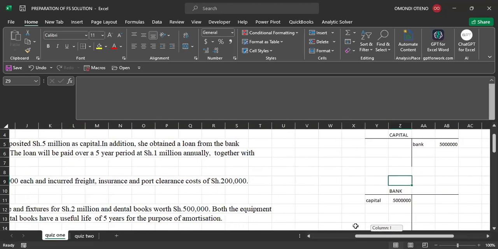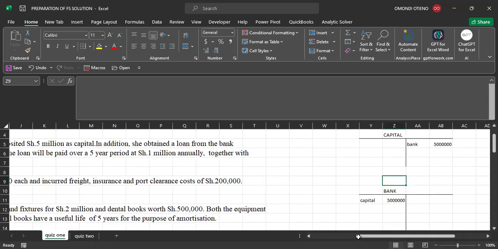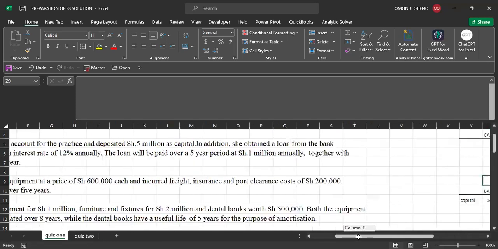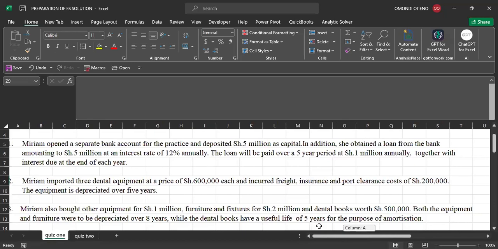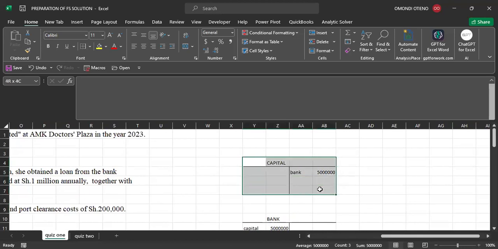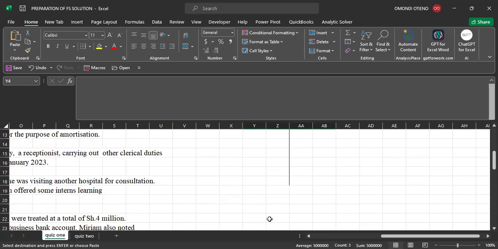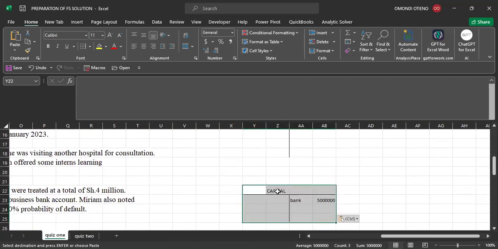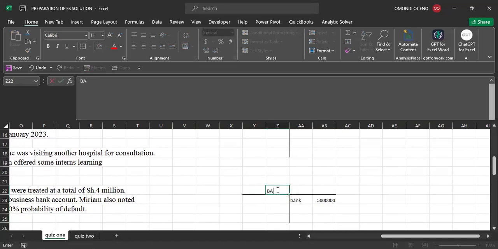They borrowed a loan. She obtained a loan from the bank amounting to 5 million. So we have a loan account. So let's come and take here the bank loan account. So bank loan account, these are liability, right? If they give you a loan, you are increasing the liability.